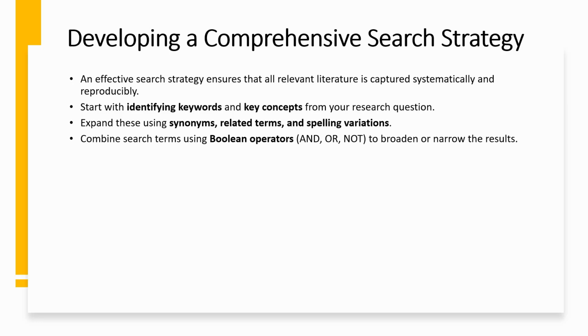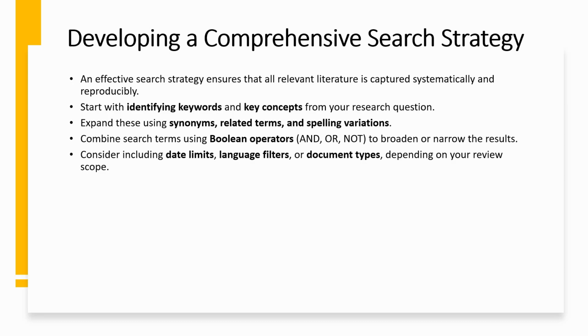Now you have to combine search terms using Boolean operators, that is and, or, not, to broaden or narrow the results. Consider using date limits, language filters, or document types depending on your review scope. Now, obviously, there has to be some limits identified. Normally, we do have date limits, language, or document types. So, for example, you are conducting a systematic literature review for the past 10 years, or maybe 5 years, or maybe 15 years. You are conducting on those papers that are written in English and those that are published in different journals.